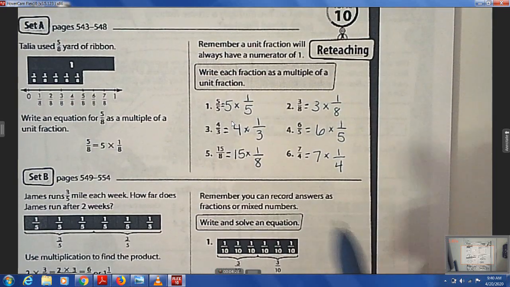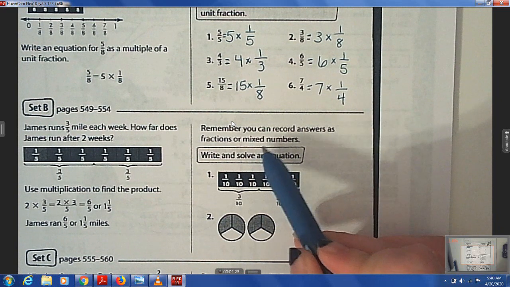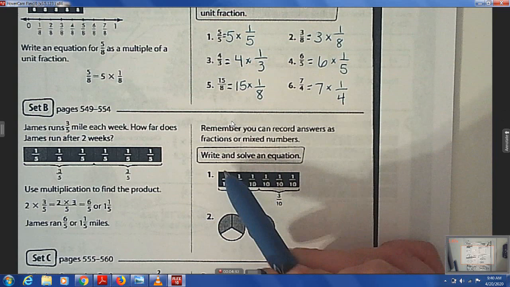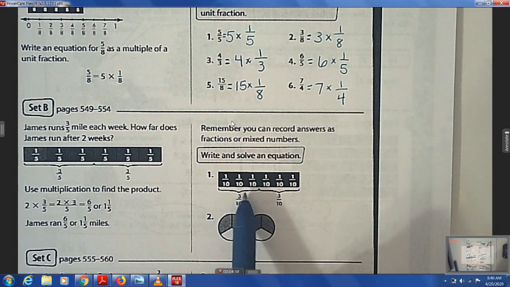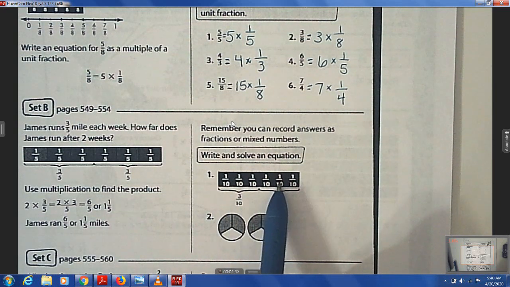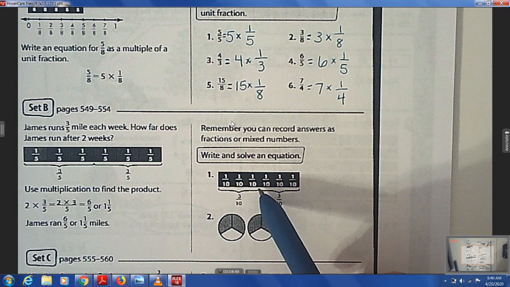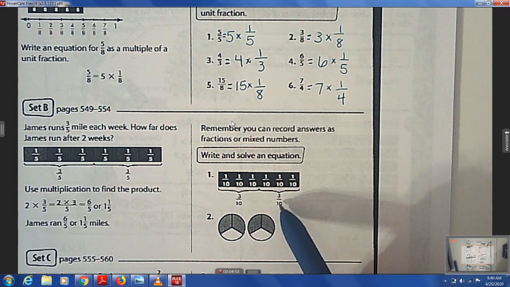So reading the directions, remember you can record answers as fractions or mixed numbers. We always turn them into mixed numbers if we can. Write and solve an equation. So for number 1, in the picture, I see 1, 2, 3, 4, 5, 6 tenths, or they also kind of separate it into 3 tenths and 3 tenths.